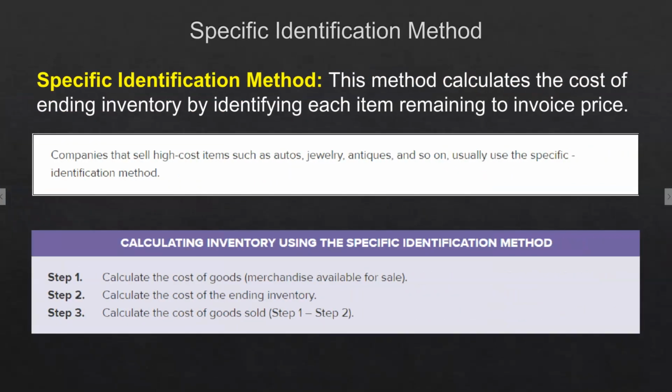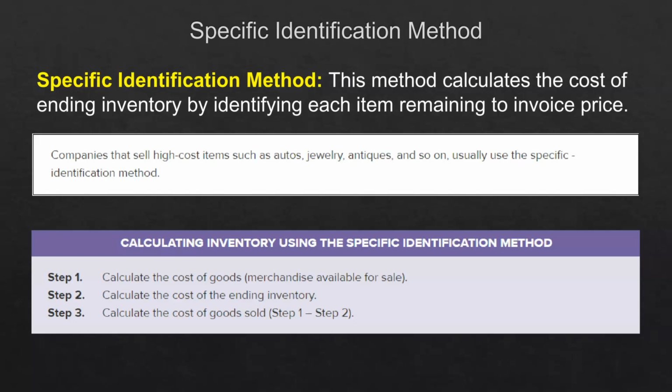So we're starting with the specific identification method. This method calculates the cost of ending inventory by identifying each item remaining to invoice price. A lot of times this is for high cost items such as automobiles, jewelry, antiques, and so on. And basically you just calculate the cost of the goods that were for sale, the cost of the ending inventory, and then the cost of goods sold.